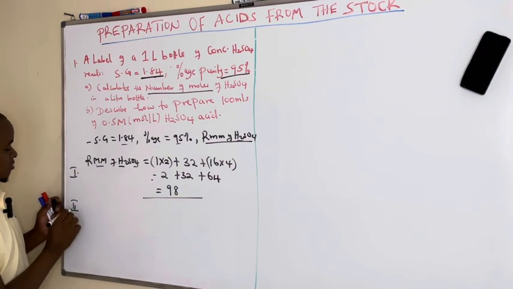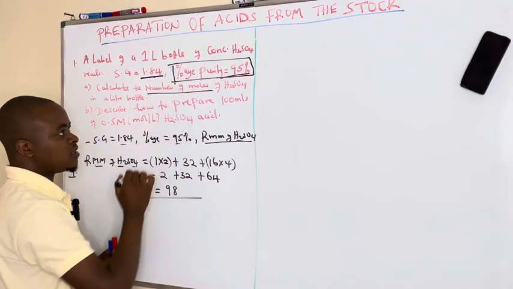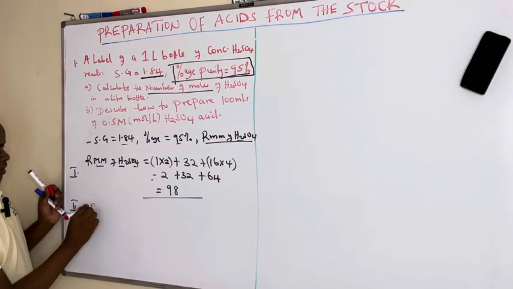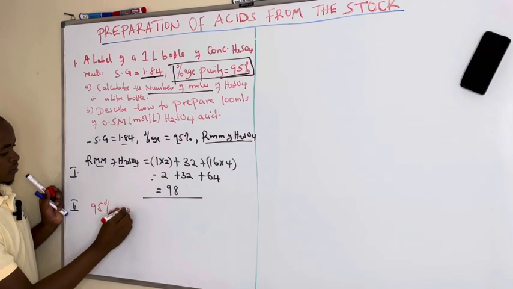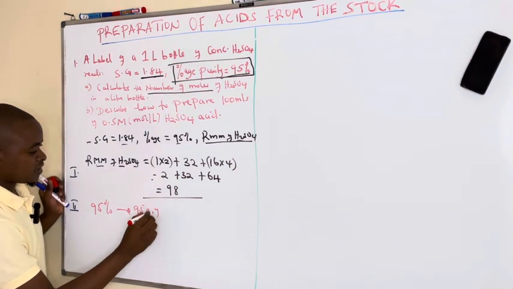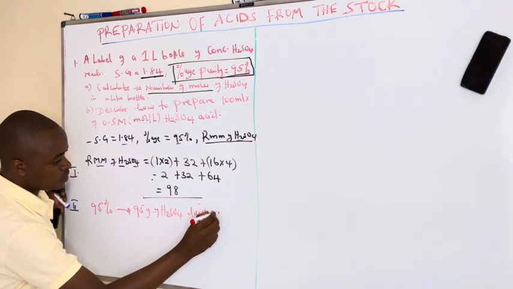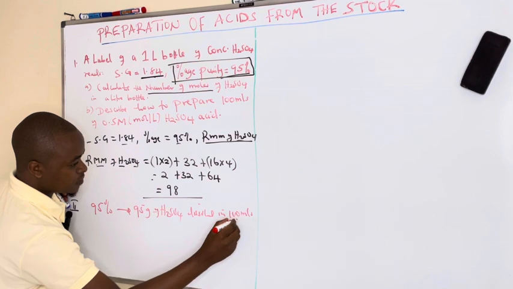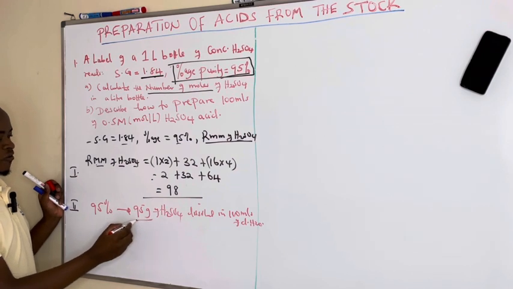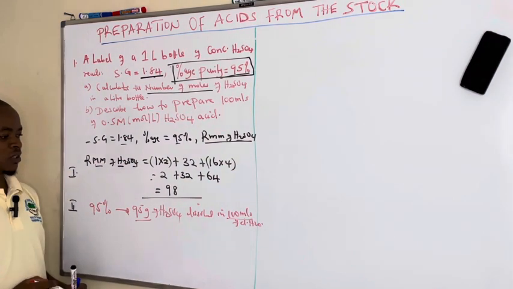Then step 2, after getting the relative molecular mass, we need to interpret what percentage purity means, what 95% means. 95% means 95 grams of sulfuric acid dissolved in 100 ml of distilled water. So that is what it means. 95% means 95 grams of the sulfuric acid dissolved in 100 ml of distilled water.